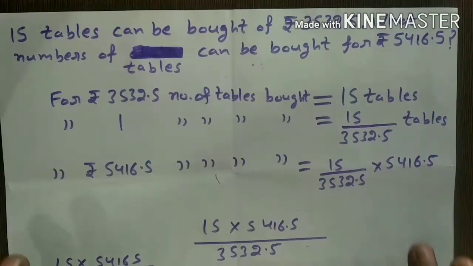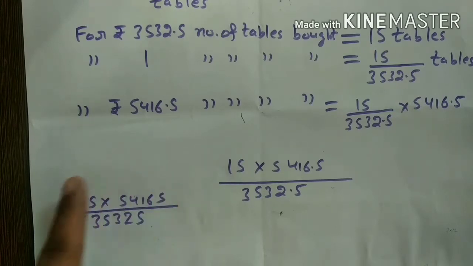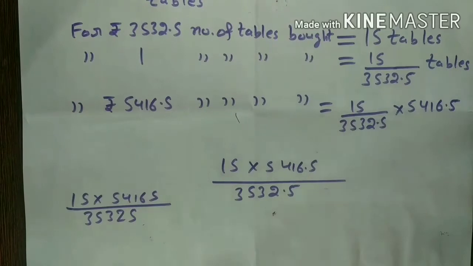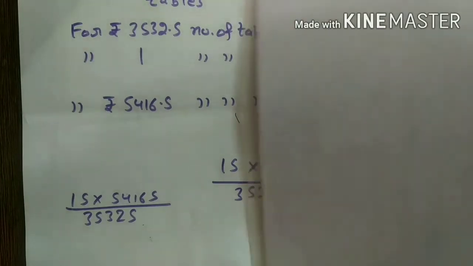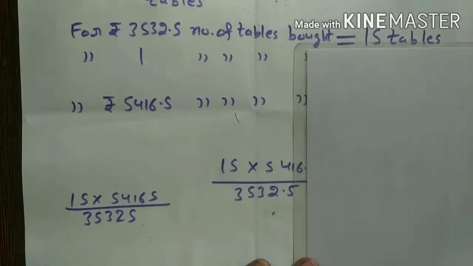Student, we have done this question as per the unitary method. Now the main thing is to solve this fraction. Here we have to solve this to find the exact answer, that the number of tables. So for this I am going to show you how you will divide these fractions so as to get the answer correctly. Firstly I will write this fraction here.